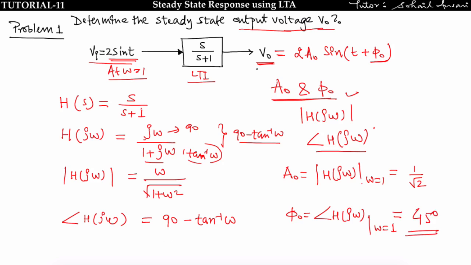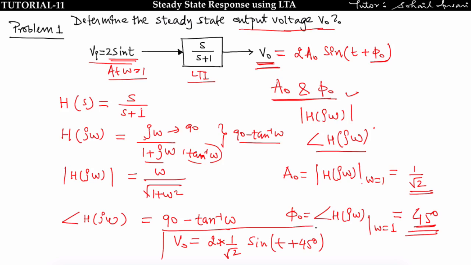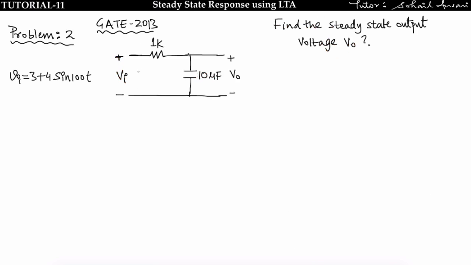Hence the steady state output voltage V0 is given by 2 multiplied by 1 by root 2, since A naught is 1 by root 2, sin(t + 45 degrees), since phi naught is 45 degrees. So this is the steady state output response of the system. In this way we can calculate the steady state response of any LTI system. Got it? Let's solve some GATE problems.